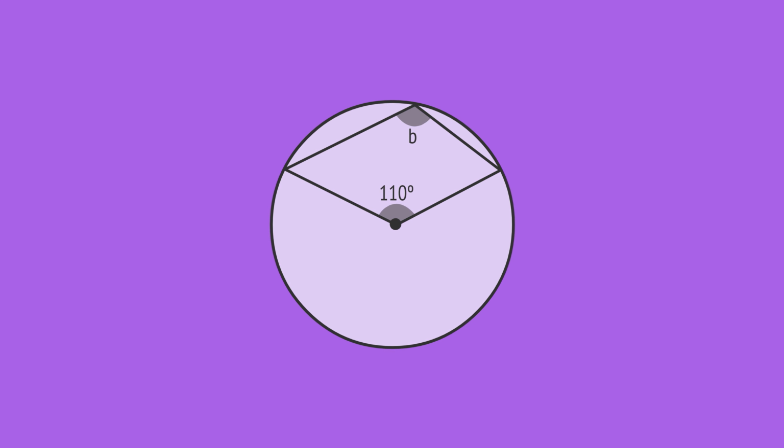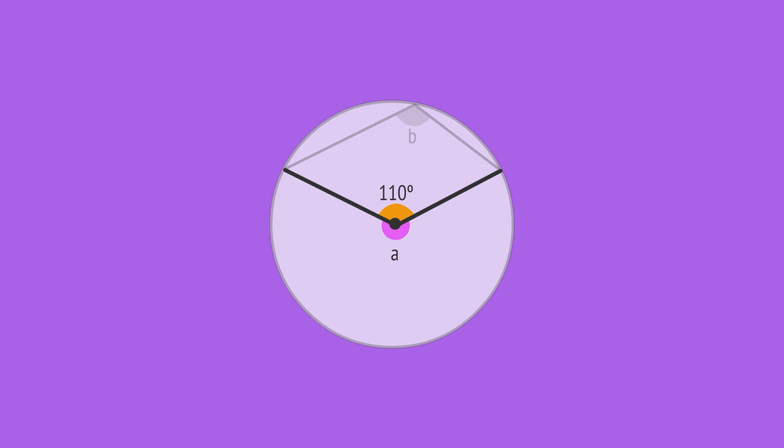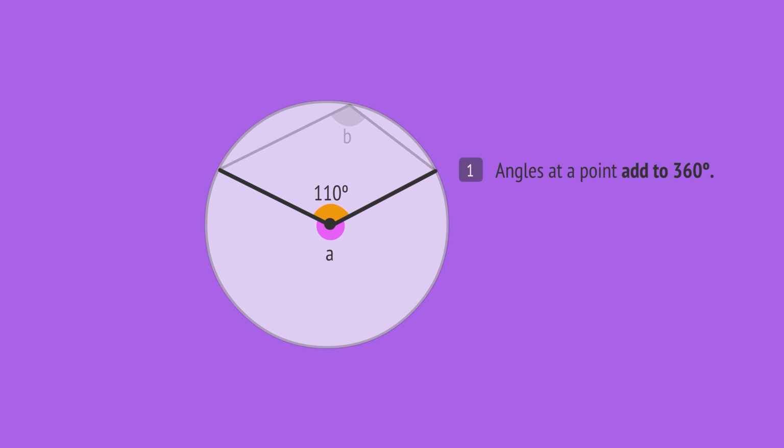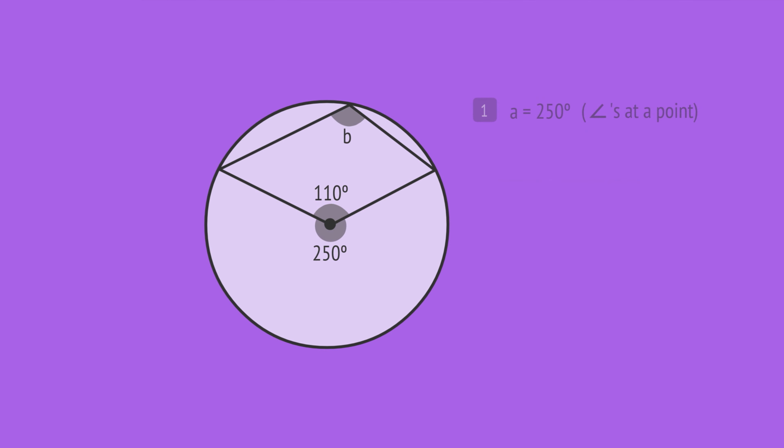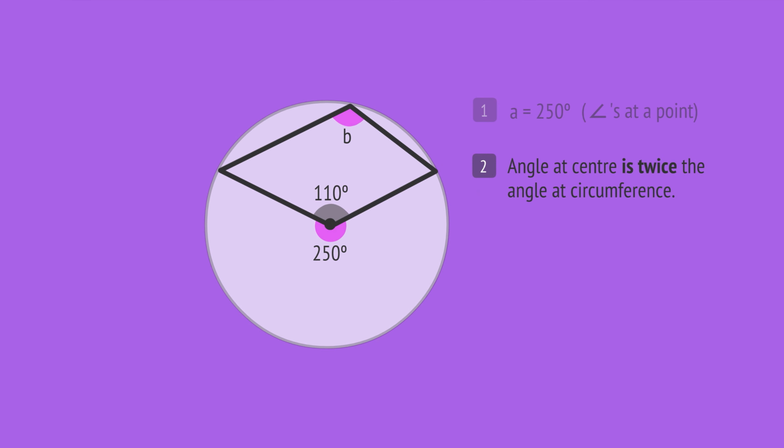And in this example, where we need to find angle B, the same relationship can be used. But first, we have to calculate the reflex angle A at the center. And since we know that angles at a point add to 360 degrees, angle A equals 360 minus 110, or 250 degrees. And with this angle, we can now apply the angle at the center relationship. This 250-degree angle at the center is twice angle B at the circumference, so we just need to divide 250 by 2 to give angle B, which is 125 degrees.